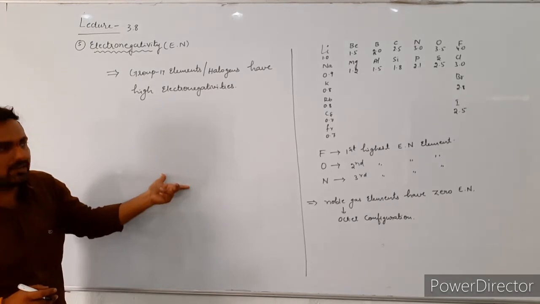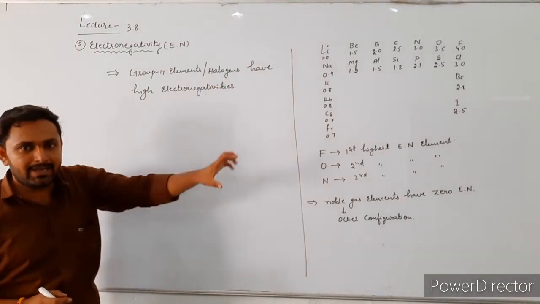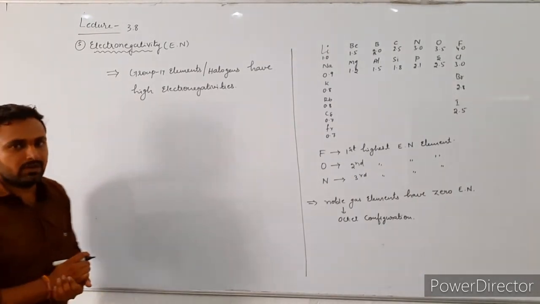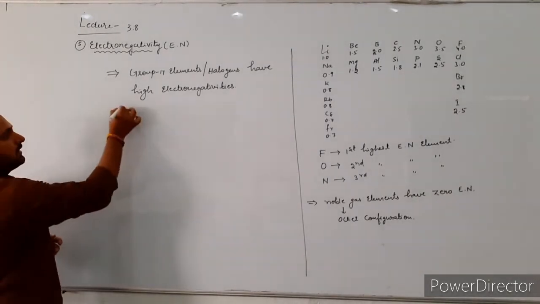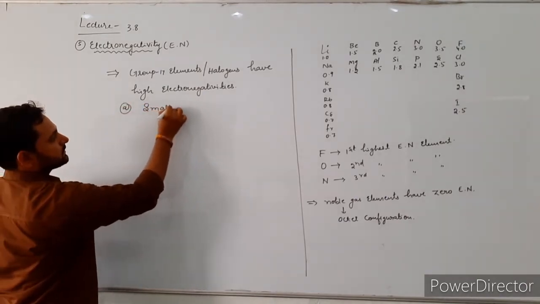The second reason is halogens have more tendency to attract electrons to attain stable electronic configuration. This is the second reason. The first reason is they are smaller in size.